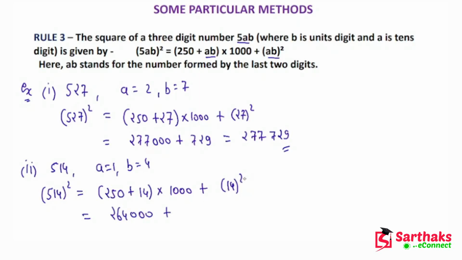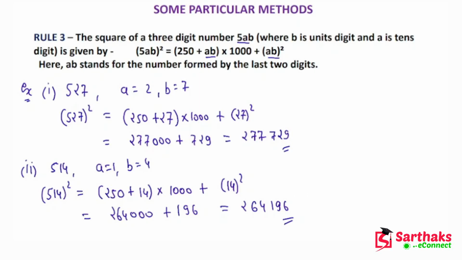And then what is 14 square? 14 square turns out to be 196, so we should make it look like 3 digits. Okay, 196. So you would get 264196. I hope you all are getting how these methods are making the calculations so easy.